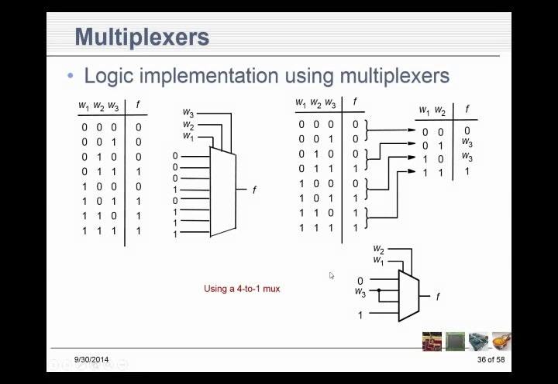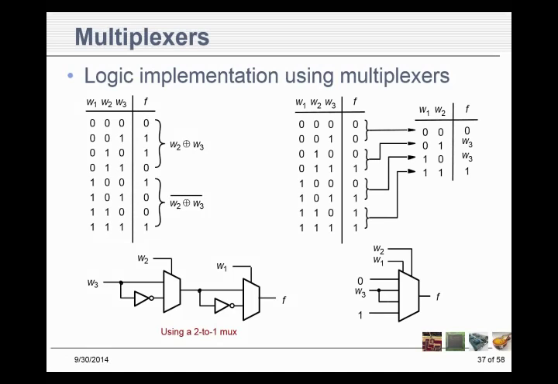Let's take it a step further. We could also use 2-to-1 multiplexers, and now we're using W2 and W1. Here's W2 0011, and here's W3 0. So this is giving us an exclusive OR, and this one's giving us an exclusive NOR, and this is how we would have to hook it up.